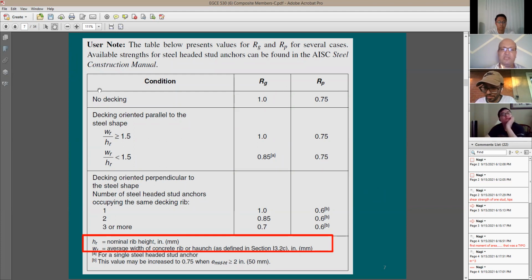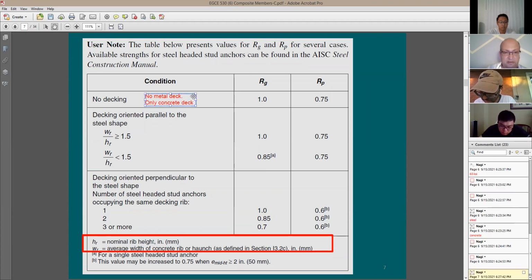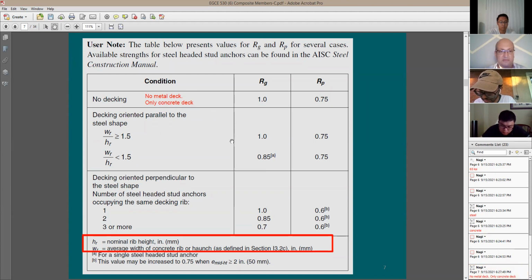Here are the two values. For which case? No metal deck, because it says here no decking. So it's kind of confusing. Someone's going to say, but do you have concrete deck? I'm going to say no metal deck, only concrete deck. So this gives you the first case, like the previous examples that we have done here, right? We had concrete deck, but we didn't have any metal deck. In this case, R sub G is 1, R sub P is 0.75.